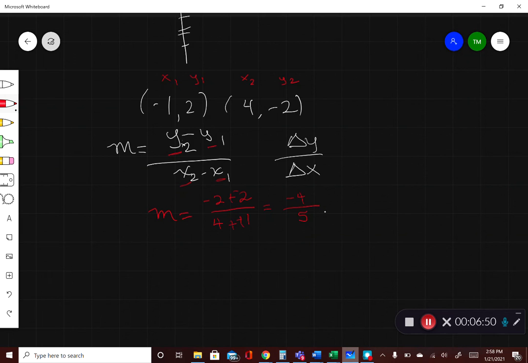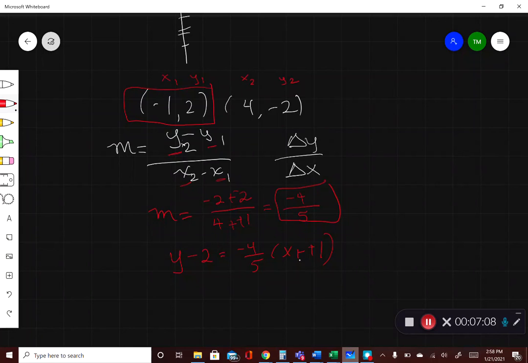We can then take that slope and one of the points, and it doesn't matter which one, and plug it into our point-slope form. So y minus 2 is equal to -4/5 times x minus -1, which becomes plus.